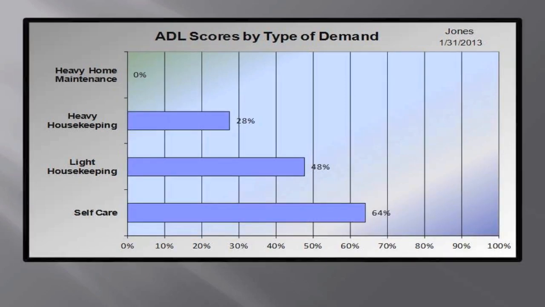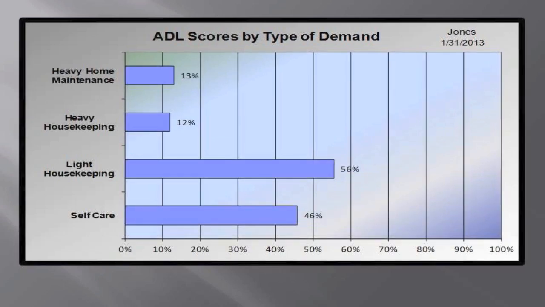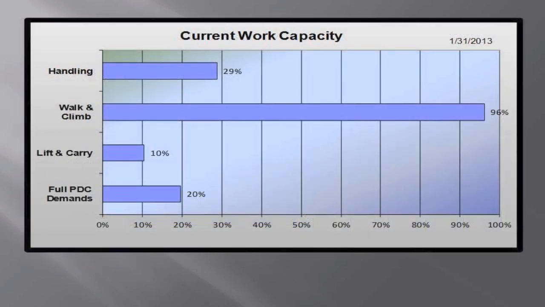Compare the case study to this nice case example. This fellow's got more ability with light housekeeping than with self-care. How can that be true? And look at his work capacity. Walking and climbing is great. I guess we can rule out a lower extremity injury.